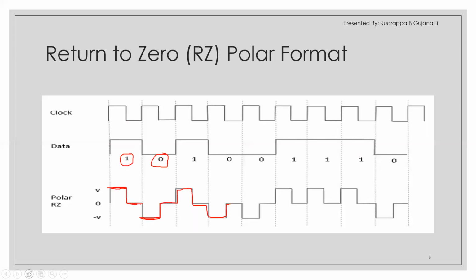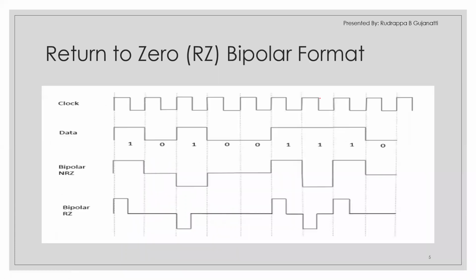This continues based on what data is present. So this is polar format. So just a discussion on bipolar format. So in this one slight difference will be there. What happens is, if you just see with respect to ones over here, with respect to ones. So in this one, simplest condition is 0.